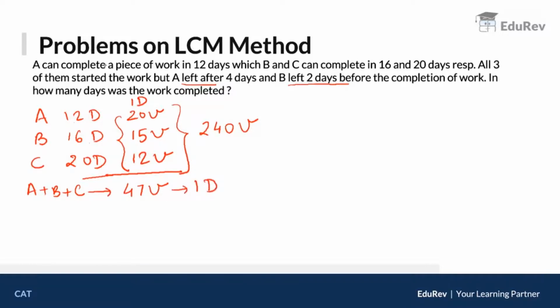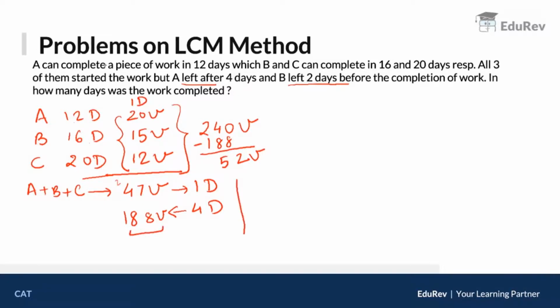But they are saying A left after 4 days. So in 4 days how many units will they do? So this will be 47 into 4. 7 4s is 28. 4 4s is 16 plus 2 is 18. So 188 units will be done by them in 4 days. So out of 240, 188 units are done. So how much is remaining? 52 units are remaining because 188 units are already done.